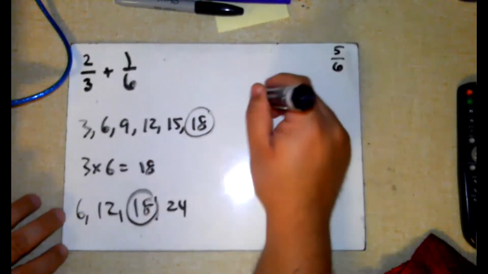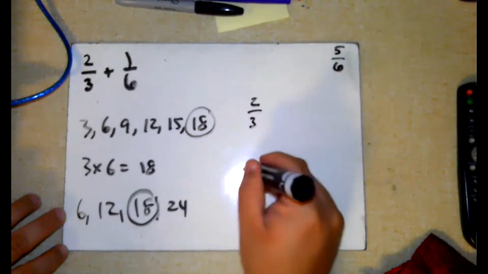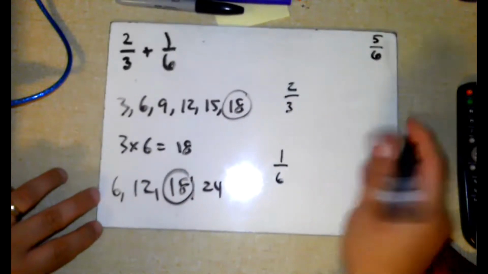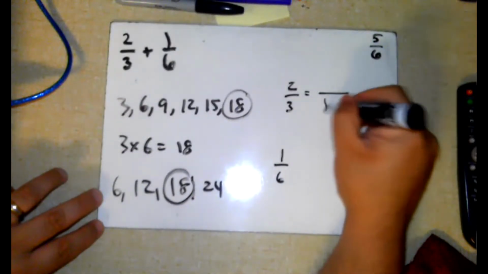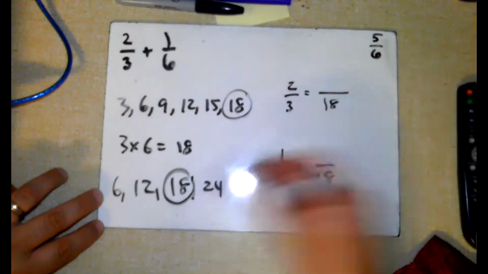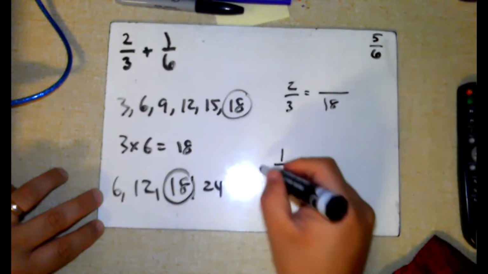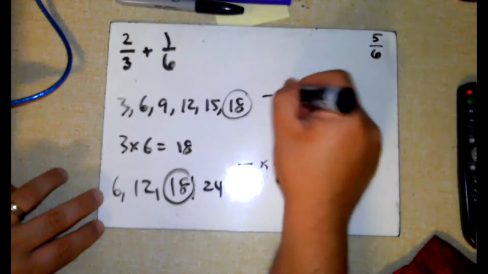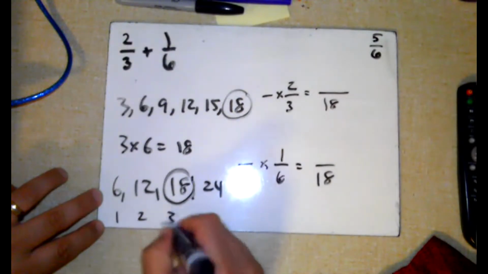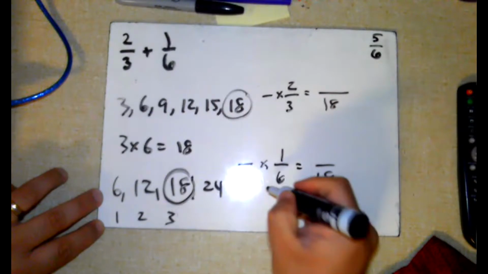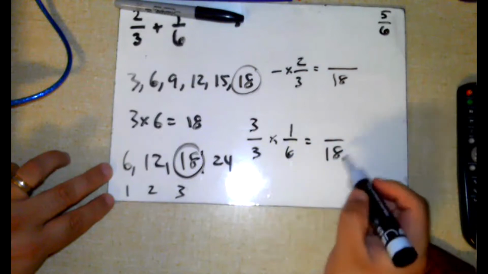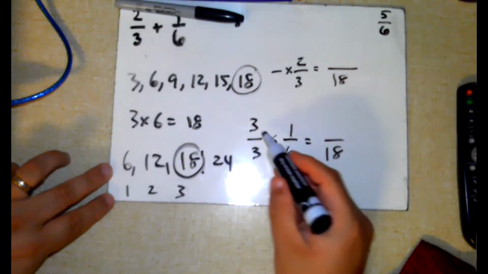So what I'm going to do now is I'm going to write 2/3 here, 1/6 here. So we need to find the equivalent fractions. So then I'm going to put 18, 18. So we're looking for a common denominator, and we found it as 18. So what do I multiply 6 by to get to 18? So let's count. 1, 2, 3. So I got to multiply my numerator and denominator by the same factor. 3 times 6 is 18. What I did to the denominator, I did to the numerator. So 3 times 1 is 3.